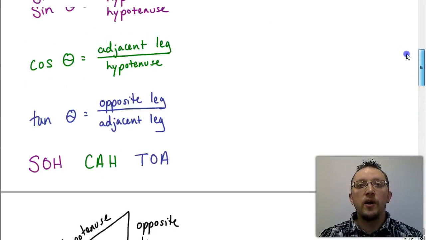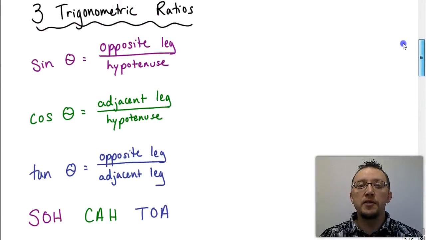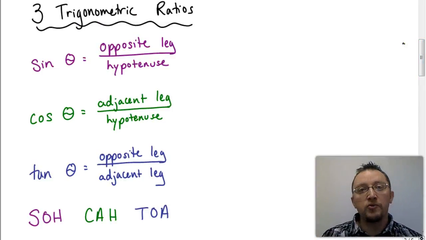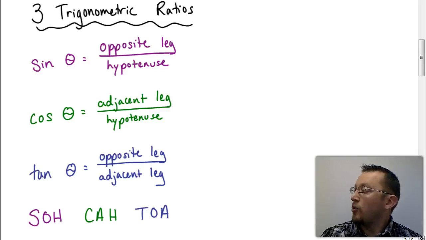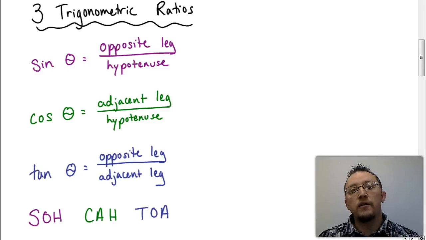You want to recall that we have this phrase, SOHCAHTOA, to help us remember these ratios and to keep them straight. Remember, the sine of an angle is found by the ratio comparing the opposite leg divided by the hypotenuse. The cosine is a ratio of the adjacent leg divided by the hypotenuse. And the tangent is looking at the opposite leg divided by the adjacent leg.